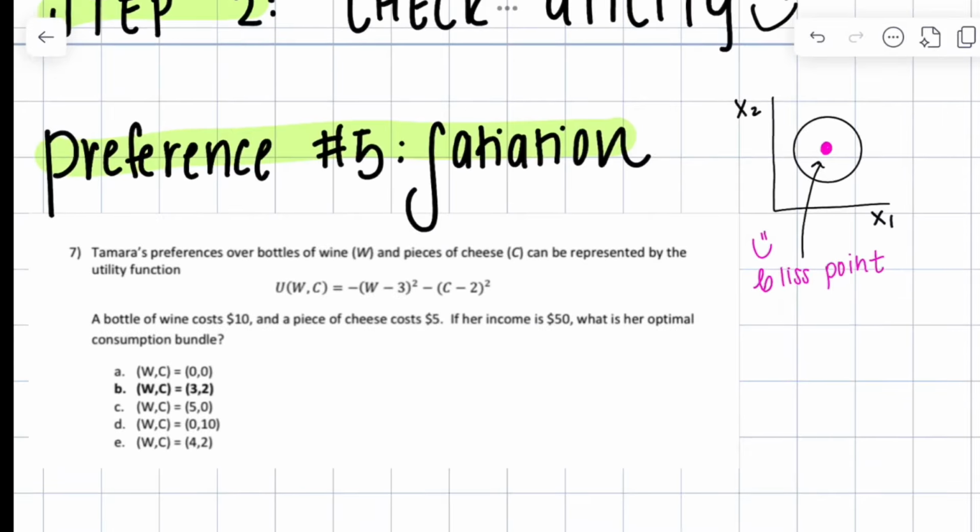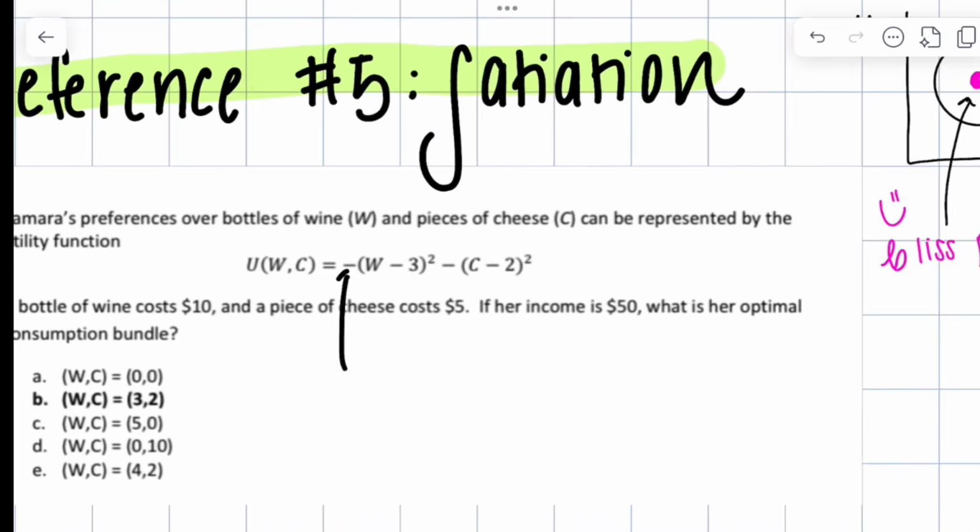Then we have a satiation. Here we see that we have this negative in front, and that tells us that the highest possible utility we can have at this point is going to be 0, because any other numbers are going to give us a negative utility, and we don't want that. So basically what we're going to want to do is just zero this whole equation out. So we're going to turn this w into a 3 because 3 minus 3 is 0, this c into a 2, and that means that our utility here would be 0, and that's our highest possible utility. So we're going to want this 3, 2.